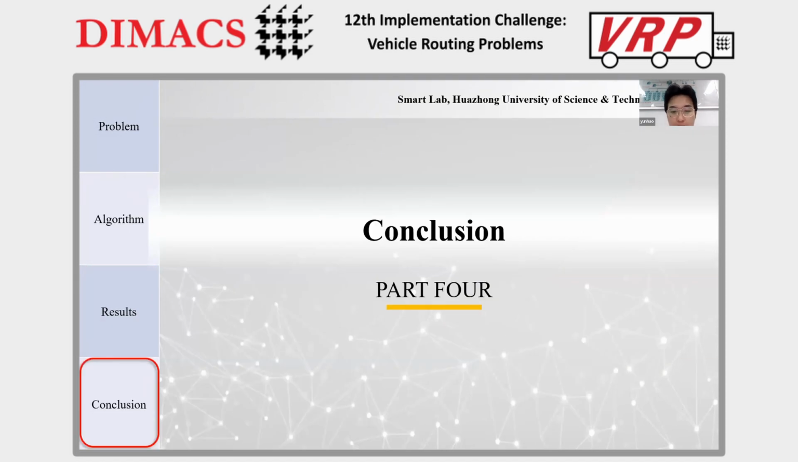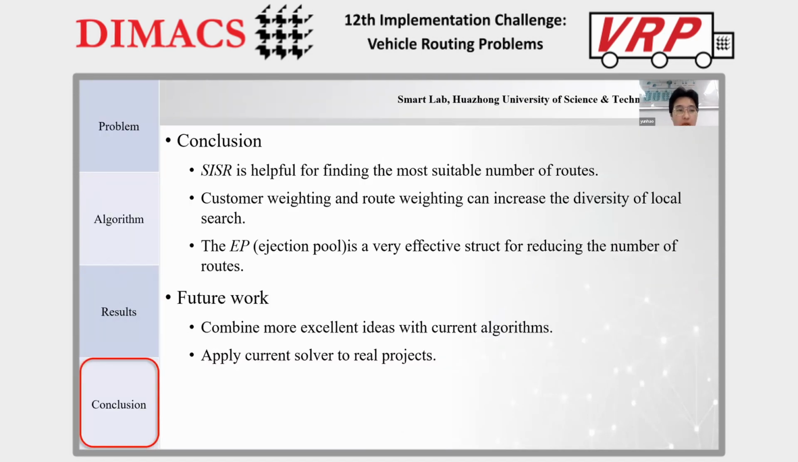In sum, SISR is helpful for finding the most suitable number of routes. Customer weighting and route weighting can increase the diversity of local search. The ejection pool is a very effective structure for reducing the number of routes.